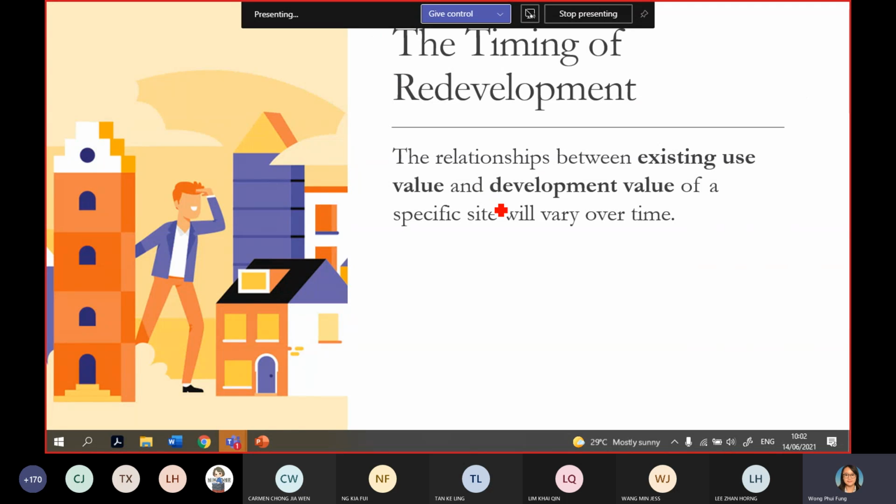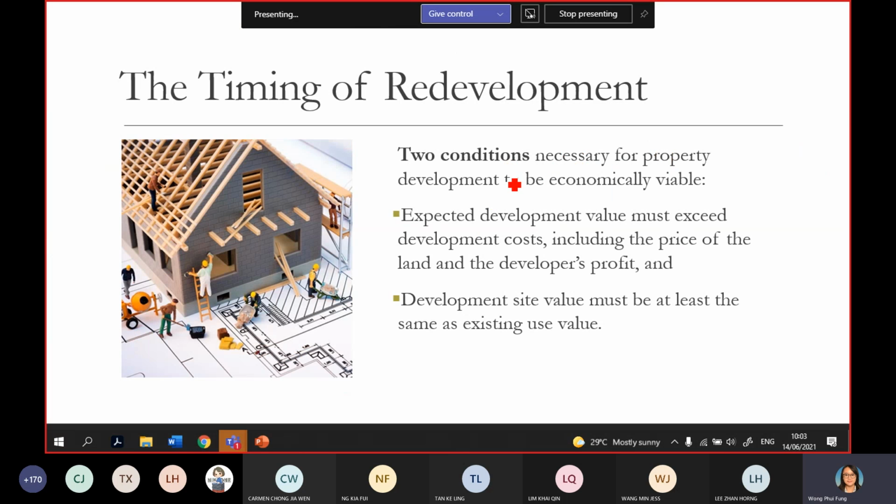The relationship between existing use, meaning the current or original land use, and the development value, meaning the site value or land value, will vary over time. That is what I meant just now. The highest and best use of a piece of land is constantly changing over time, because the current land use and the site value will always change. So when is the best timing to do redevelopment?